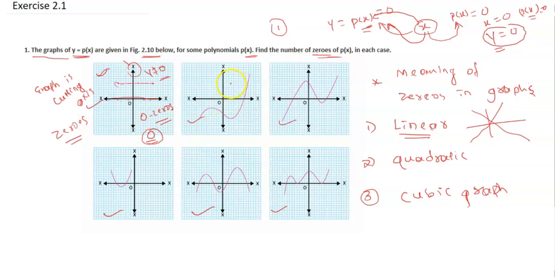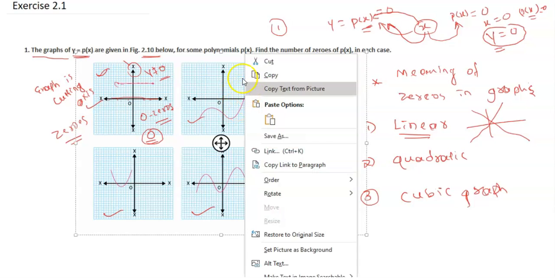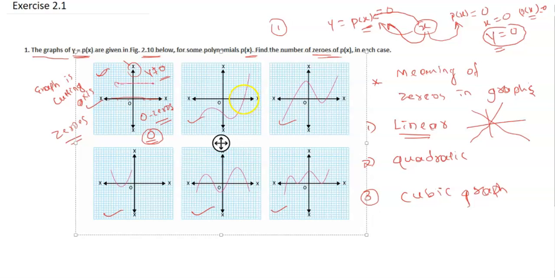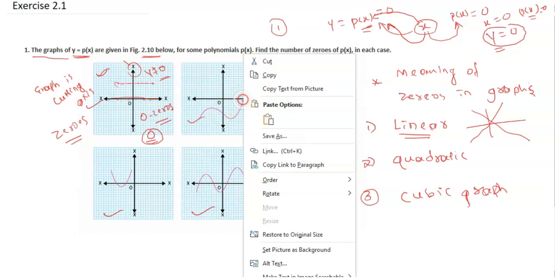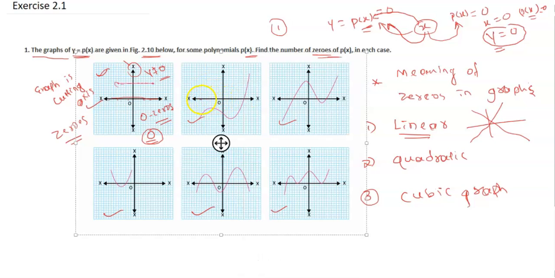And here in this graph, how many times is the graph cutting the x axis? That we have to look for. Here only one time. This is my x axis, right? How many times is it cutting? Only one time. So the number of zeros will be 1. That is this value of x. Now in this graph, how many times is the graph cutting the x axis?